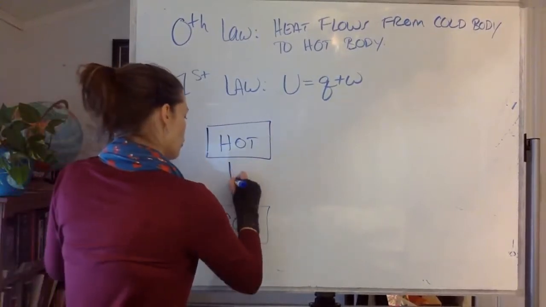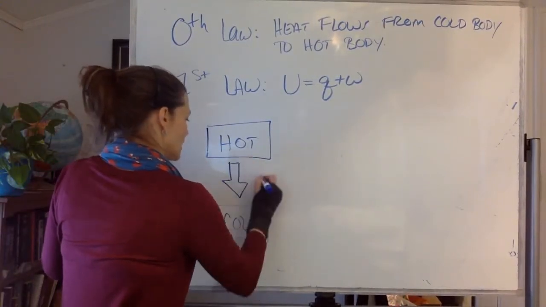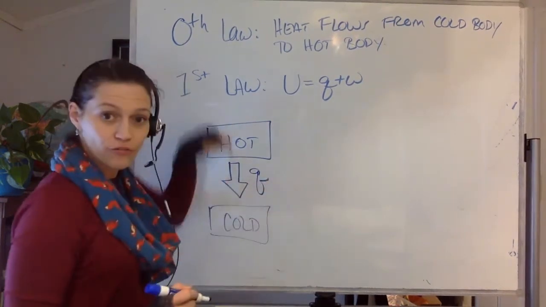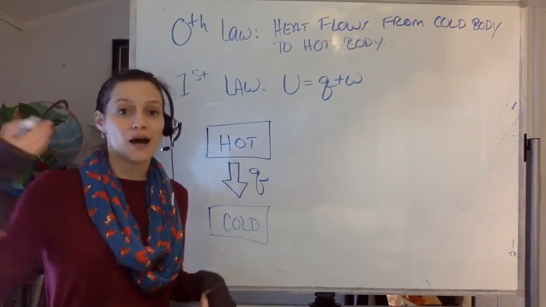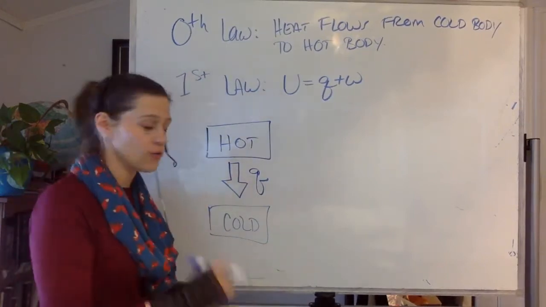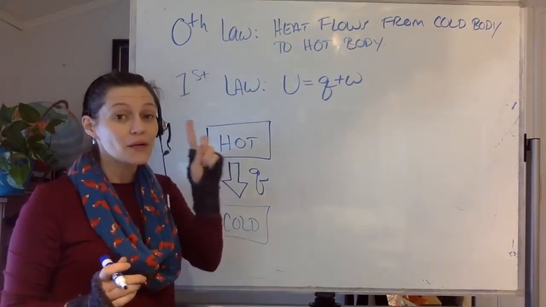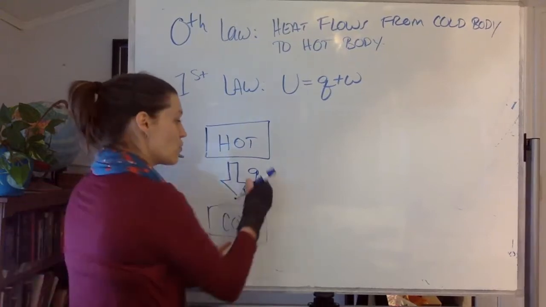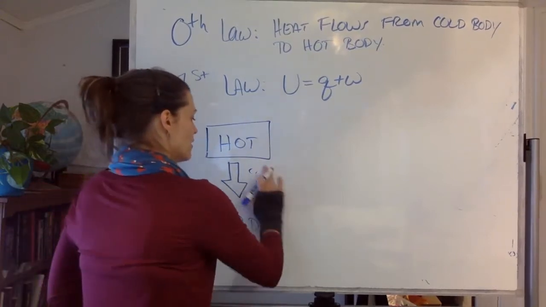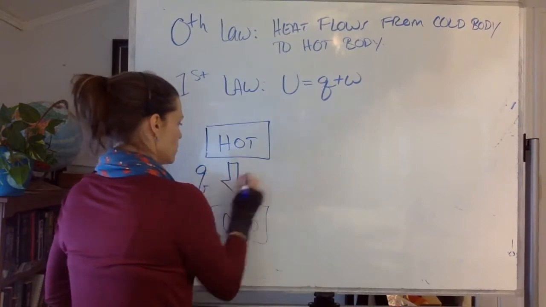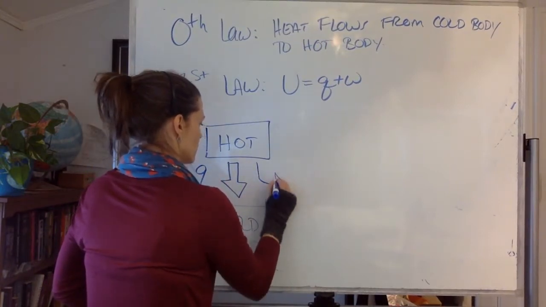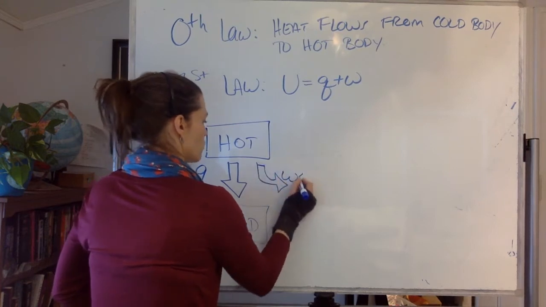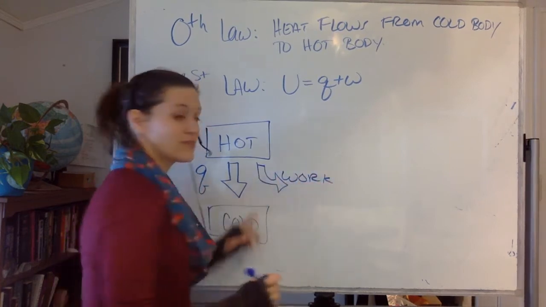So we know that Q is going to go that way. Heat's going to flow spontaneously. There's nothing we can do about it. Hot, cold, heat's going to flow. But there is a possibility that we could convert this Q into work. Wouldn't that be great?